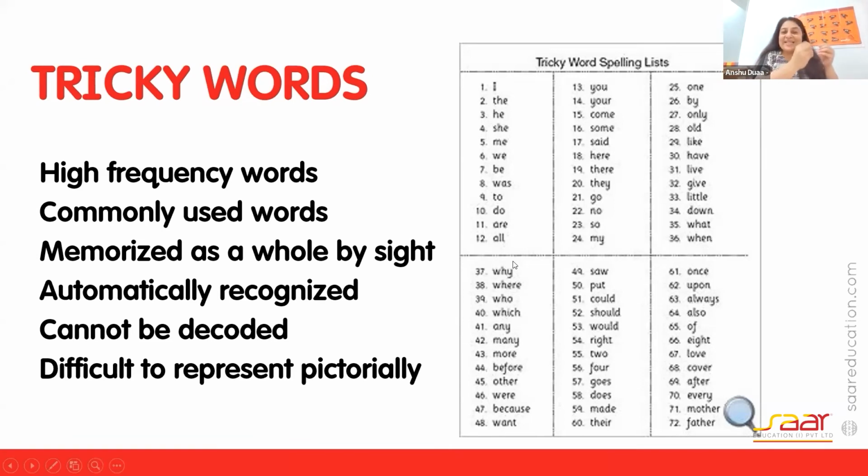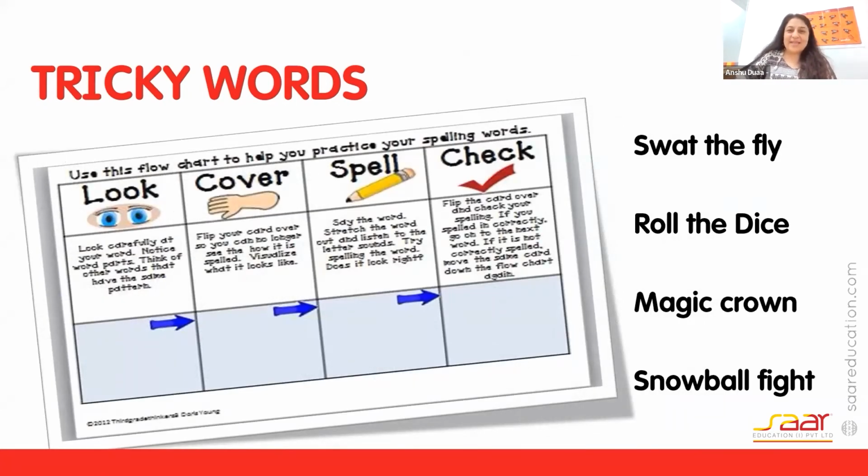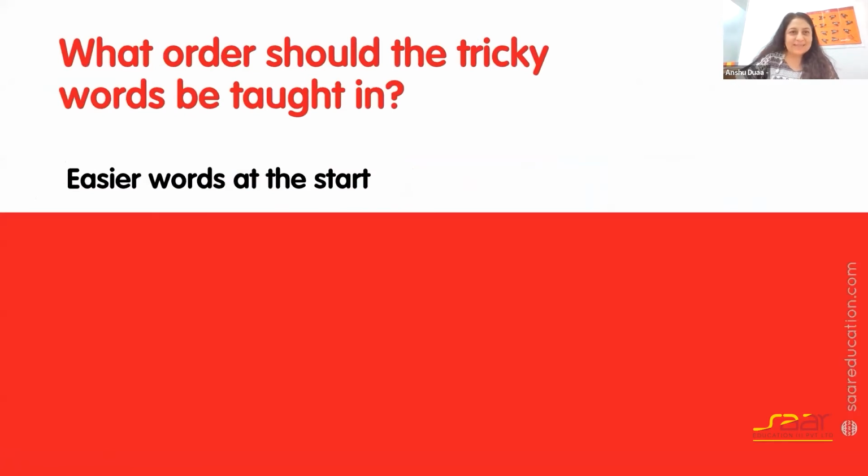I'm just doing these little activities so that you'll be able to remember them. Once you've seen them and once you read them, you'll be able to know how to do it. Okay. So all these games are there, the sort the fly, magic crown we've just done, roll the dice. So I'll just stop this and then any questions so far for English?